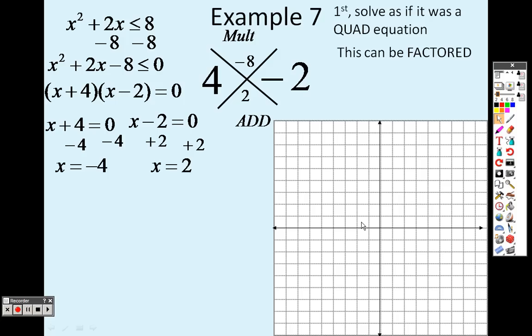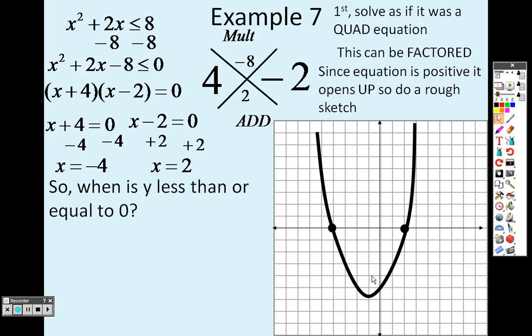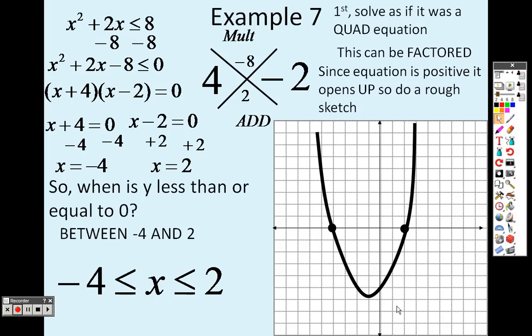So I plot -4 and 2. I'm looking for a parabola. It's positive again, so I have a positive parabola going up. And it's just a rough sketch, keep that in mind. But I'm looking for everything that is less than or equal to 0, which is down here. So it's everything in between the 2 points. So in between those 2 points is the answer.